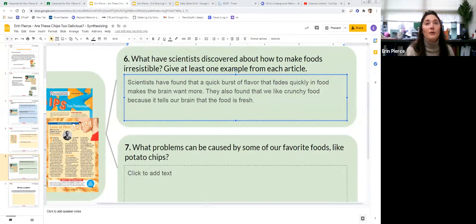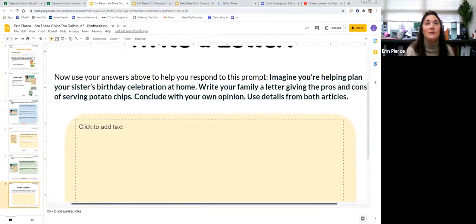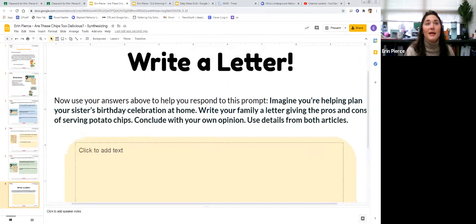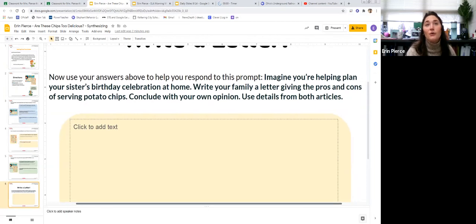And then I'm going to move down to explain what you're doing and kind of help you format this last section. It says write a letter. Now use your answers above to help you to respond to this prompt. Imagine that you're planning your sister's birthday celebration at home. Write your family a letter giving the pros and cons of serving potato chips. Conclude with your own opinion. Use details from both articles.